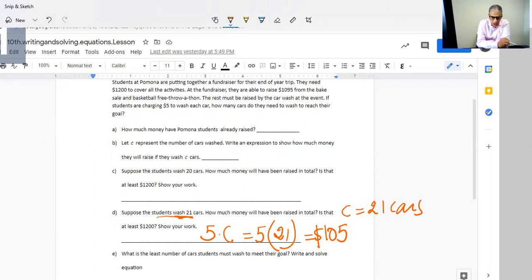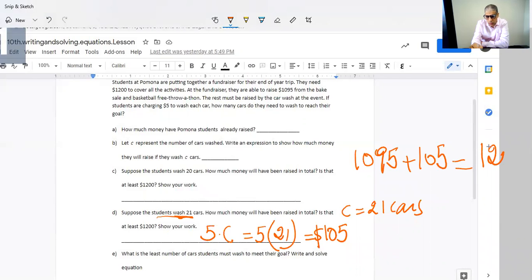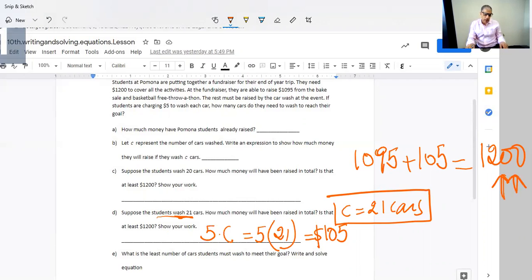All right, just from the cars. So they had 1,095 plus the 105 from washing the cars, and that's going to equal $1,200. So for them to be able to make the money they want, they need to wash 21 cars, okay? All right, so we did it step by step.